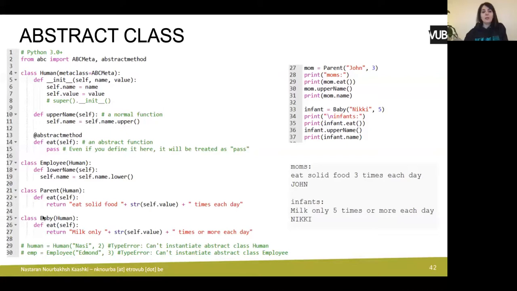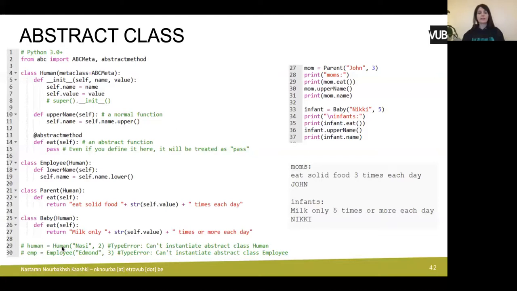Parents and baby: the parent is a child of human. It's implementing it here, so now this class can be instantiated. We have baby here, and it's also implementing this, so it can be instantiated.